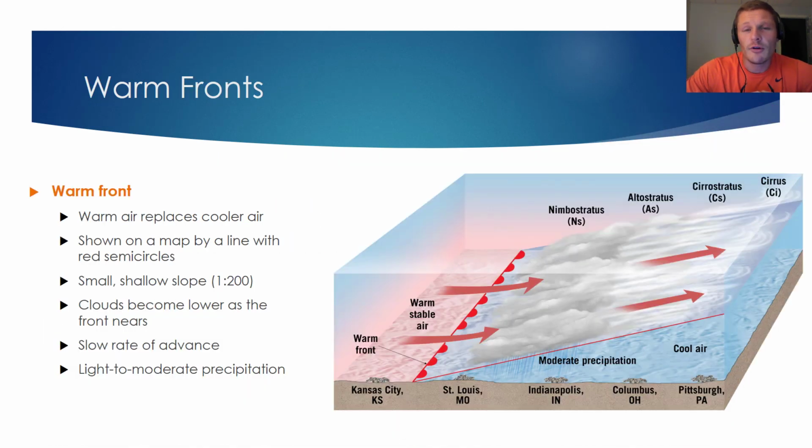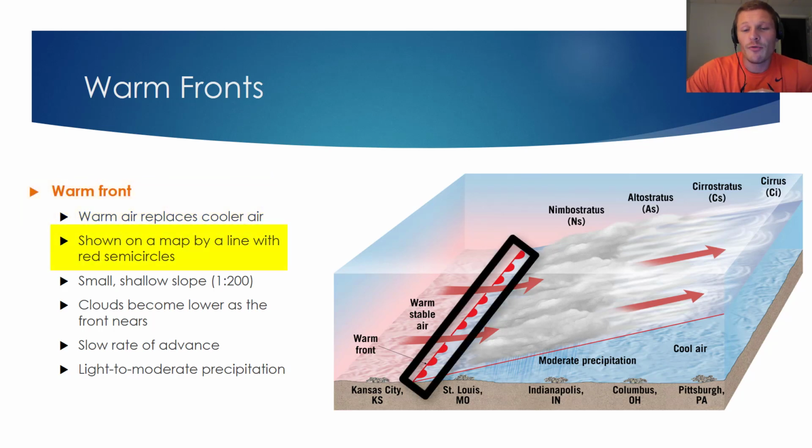In this vodcast, we're going to focus primarily on warm fronts and cold fronts, and I'd like to start off by talking about warm fronts. With warm fronts, warm air will replace cooler air. On a map, a warm front will be represented by a line with red semicircles, as shown in this image.